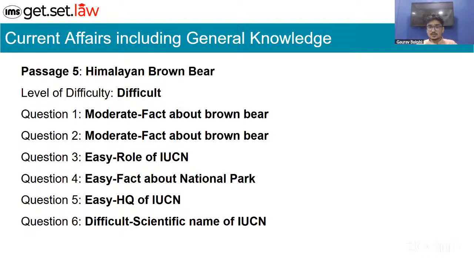And then the other two passages, passage 4 and 5, Revolt of 1857 and the Himalayan brown bear. Out of these 12 questions, if you have got around 5 to 6 right, excluding the negative marking, the score comes around 20, 21, 22. And including negative marking, the score is around 19 or 20. So 19 to 20 marks in this GK section, current affairs section, is achievable. And that's the analysis of current affairs, including general knowledge.